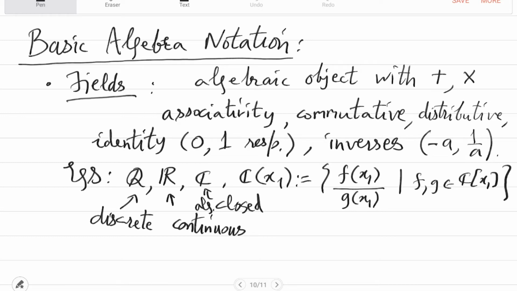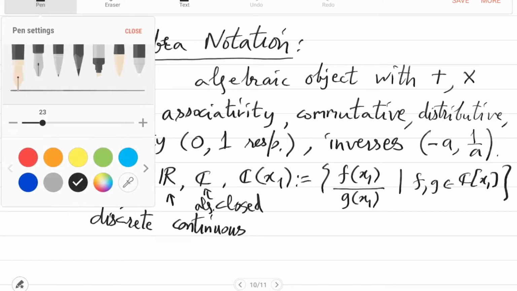The properties are important, so they should satisfy associativity. So they should be associative, commutative, distributive. There should be an identity, and there should be an inverse with respect to every element. So if all the properties are there, then it's a field. So like Q, R, C, or function fields. So this one is a function field.